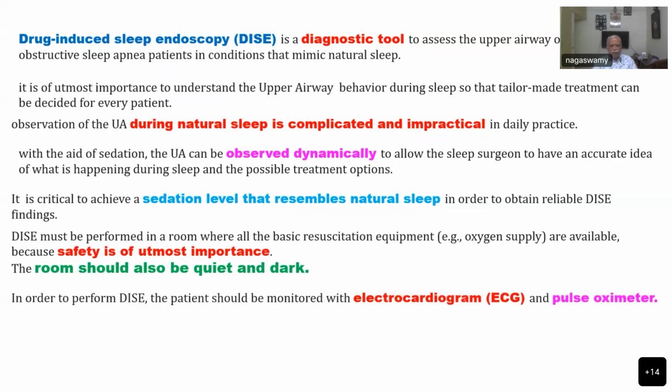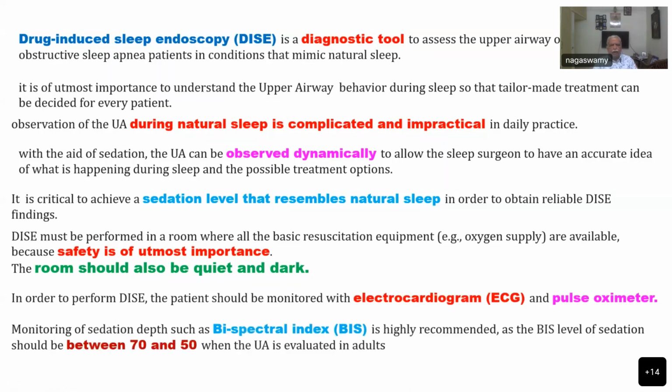And in order to perform DISE, a patient must be monitored with electrocardiogram and pulse oximetry, just as you do in an overnight polysomnography. And for monitoring the depth of anesthesia, you use a BIS monitor and use a value between 70 to 50 to evaluate the adults.